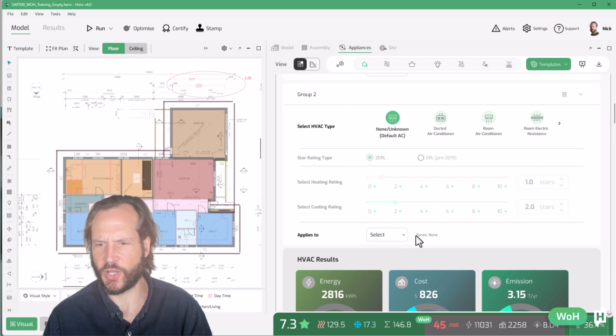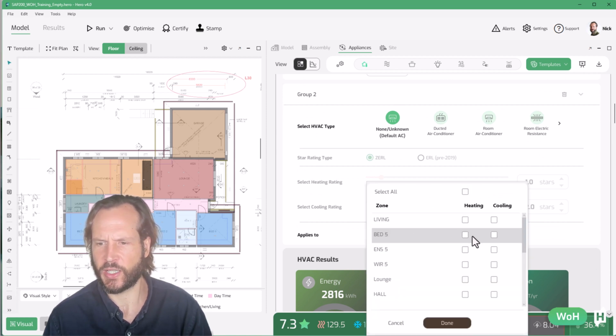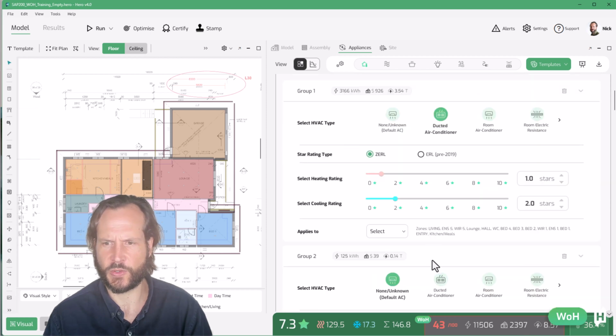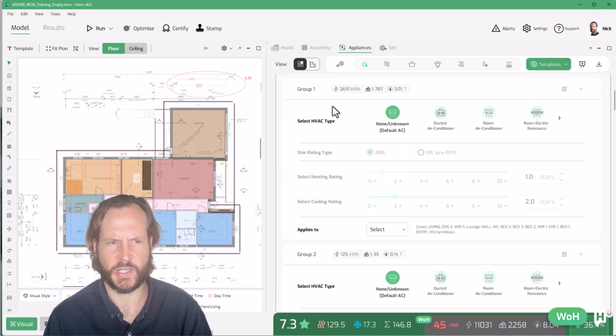And then we can just assign, and you'll see here there's no zones connected to this system yet. We can assign any zones that we'd like just by selecting it here in the zone selector. You'll then start seeing the individual results of each group at the top of each one in the results. Okay, let's start going through some of these HVAC types then.